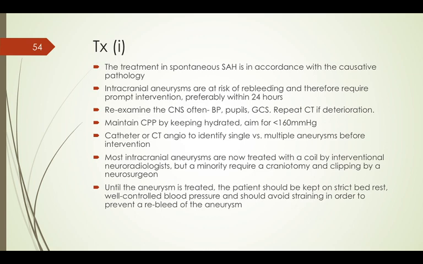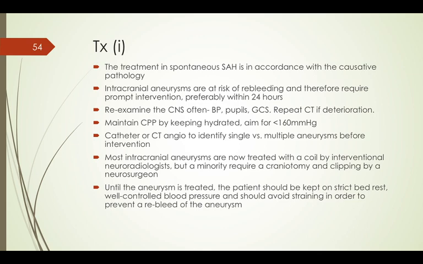Aneurysms within the brain are likely to rebleed, so they need intervention, hopefully within a day at least. Make sure to examine the neurological system thoroughly and repeatedly, looking at blood pressure, pupils, GCS, etc. Thinking whether you need a CT head again. Maintaining cerebral perfusion pressure is of paramount importance. You don't want it to be too high because that can cause damage as well, but you need to maintain it at an adequate pressure to be perfusing the brain, okay?